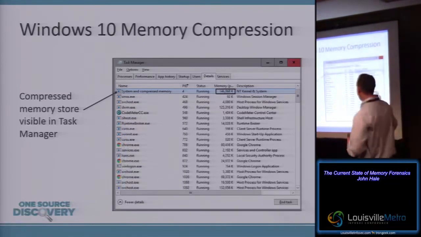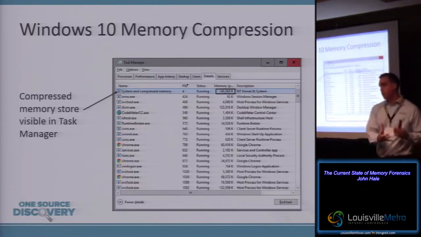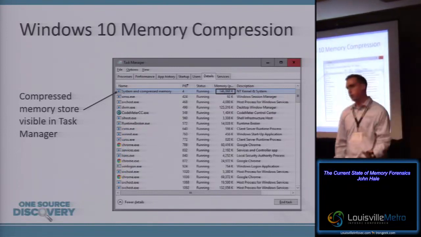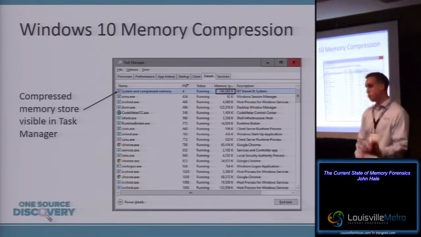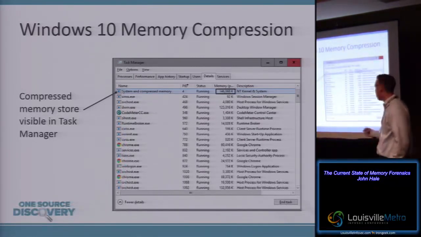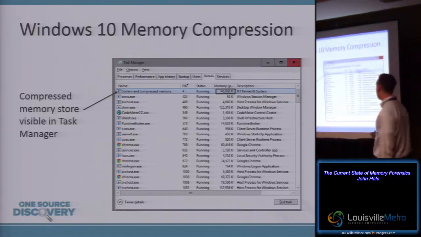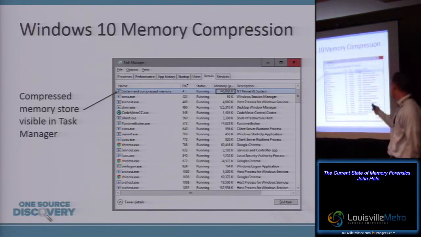Well, the reason is that all of these non-Metro apps, when their memory pages are compressed, are moved over to the pool that the system process owns. So you would see that reflected here. The point is, depending on what version of Windows you're running, you may or may not see compressed memory mentioned in your Task Manager. If you don't, it's still there. It just may not be listed.